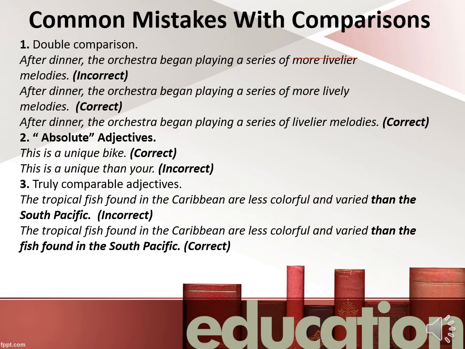Okay, and a few words about common mistakes with comparisons. Avoid making a double comparison. Here is an example: more livelier is a double comparison. Then, some adjectives are absolute, they cannot be compared. What does it mean, absolute adjectives? Absolute adjectives are non-gradable adjectives that do not form any comparatives or superlatives. For example, unique, wonderful, splendid, supreme, etc. And the third mistake: make sure that the items, things being compared are truly comparable.